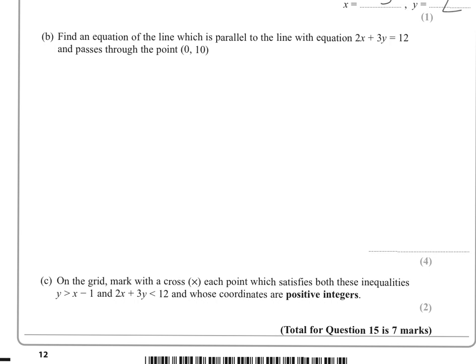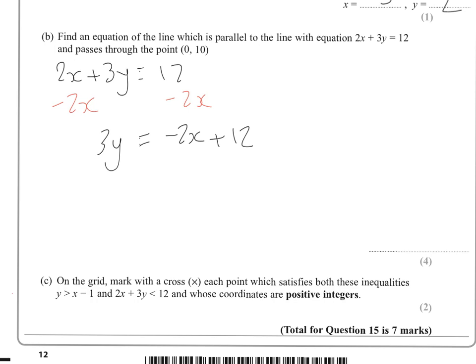Part B, slightly more complex. To find the equation of the line which is parallel to the line with this equation and passes through the point 0, 10, I first need to rearrange my equation to get in the form y equals mx plus c. So 2x plus 3y equals 12. First, let's take away 2x from both sides. So leaving me with 3y equals minus 2x plus 12.